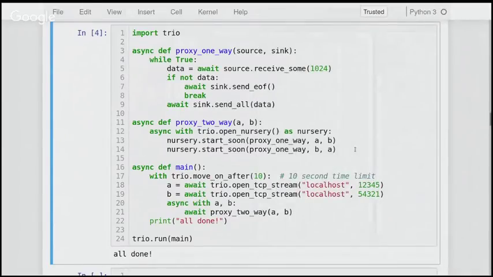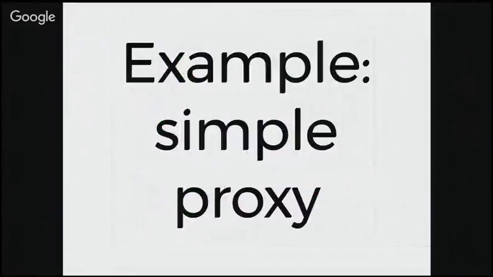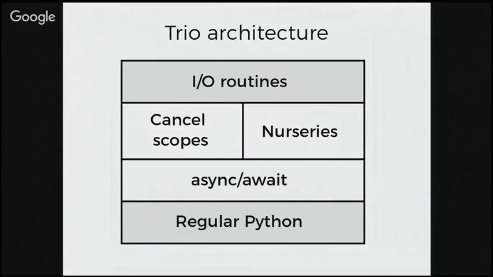Now let's walk through this so you can understand what just happened. Basically, overall, there are three things I'm going to tell you about. I assume you already know regular Python. And then Trio has these IO routines it provides, but they're all kind of the obvious thing.